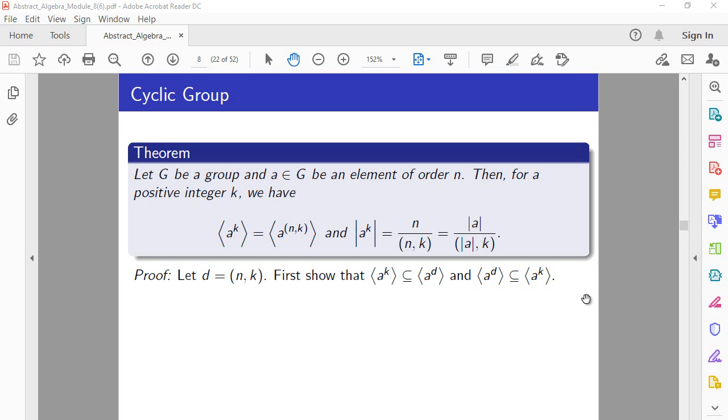Welcome back. We are going to prove a very important theorem for cyclic groups. G is a group, a is an element of G, and a has order n.